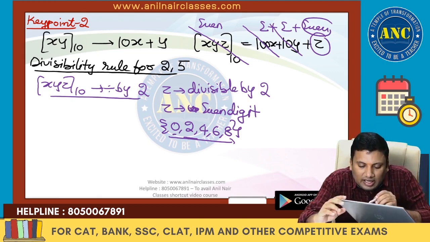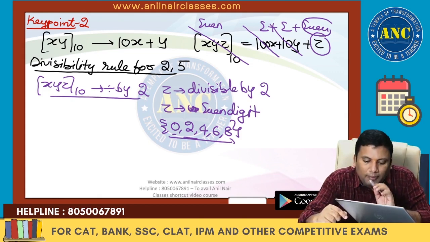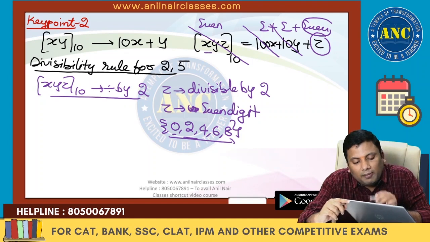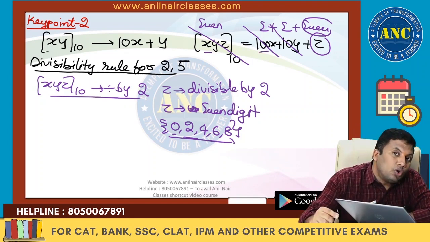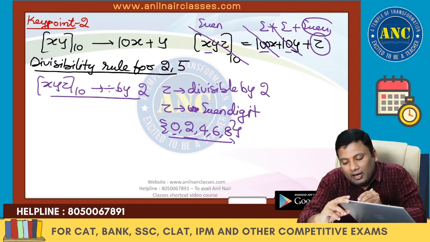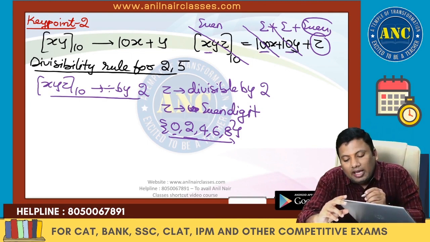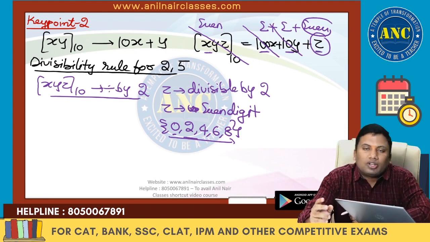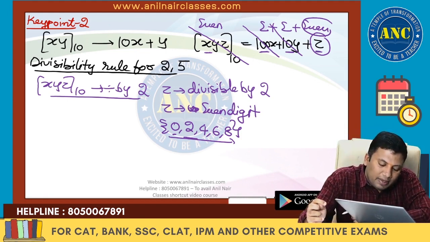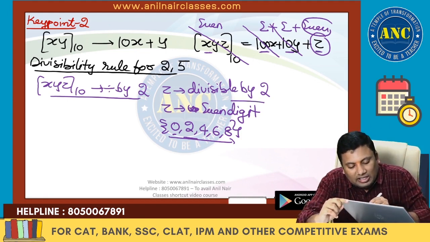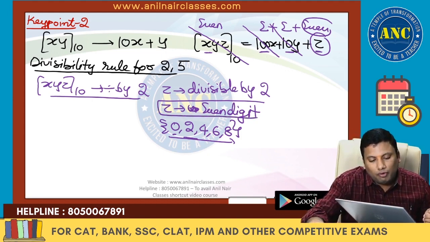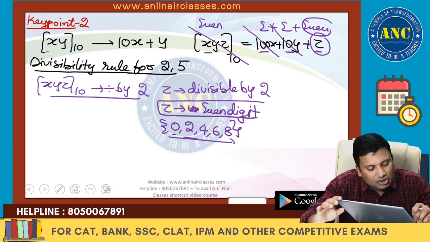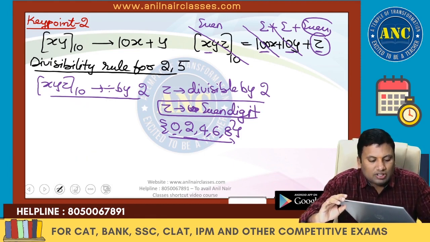If XYZ in base system 10 is divisible by 2, that means this will become an even number. 100 contains 2, and 2 into any number is an even number. This is also an even number. Even plus even is even. That means Z should be an even digit. For a digit to be even, Z should take 0, 2, 4, 6 or 8.